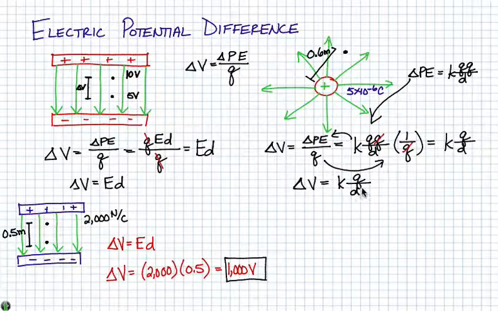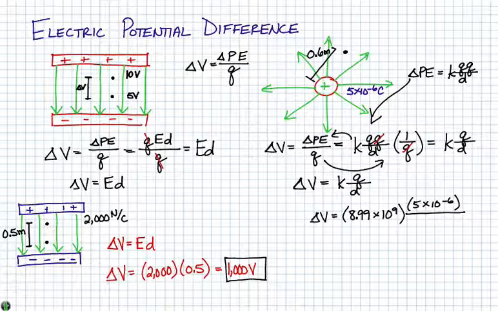So now if we take a look and I want to know what's the change in voltage from this point to this point, what I'm going to do is plug in: my change in voltage is going to equal Coulomb's constant, 8.99 times 10 to the 9th, times my charge, which in this case is 5 microcoulombs, 5 times 10 to the negative 6, divided by the distance between my 2 points, how far I've moved away from this point charge, which is 0.6 meters. I unfortunately cannot do this in my head, so we will have to plug this into the calculator.